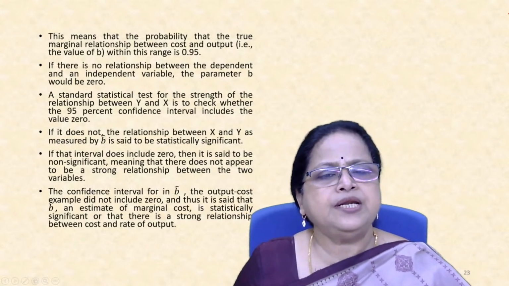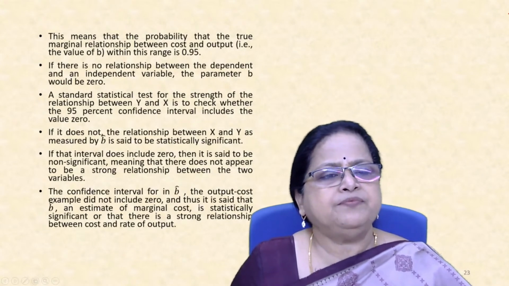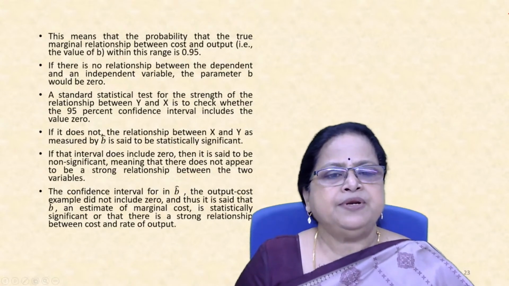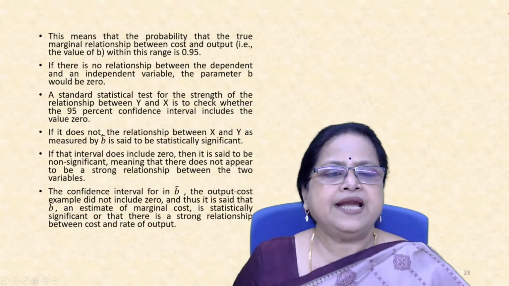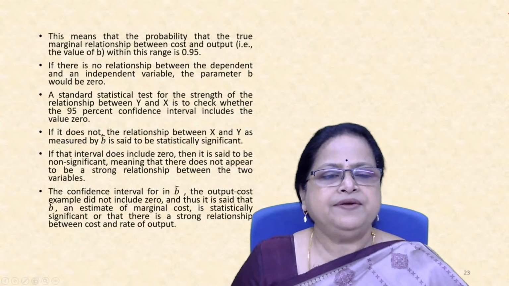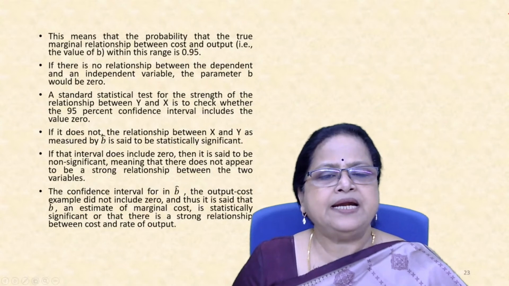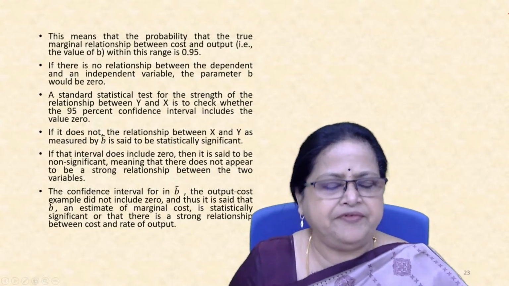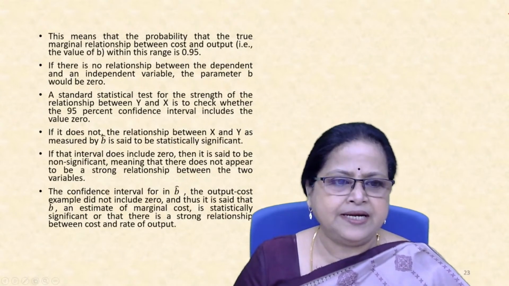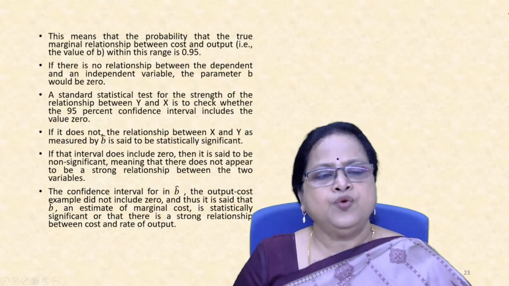If there is no relationship between the dependent and an independent variable, the parameter B would be 0. A standard statistical test for the strength of the relationship between Y and X is to check whether the 95% confidence interval includes the value 0. If it does not, the relationship between X and Y measured by B hat is said to be statistically significant. If that interval does include 0, then it is said to be non-significant, meaning that there does not appear to be a strong relationship between the two variables.